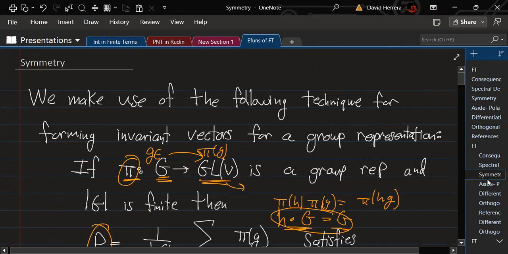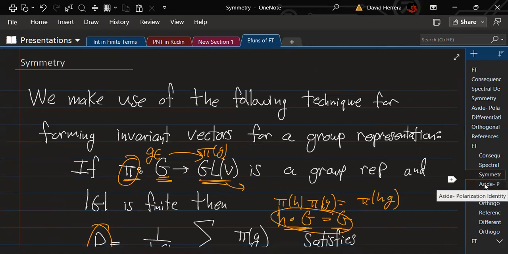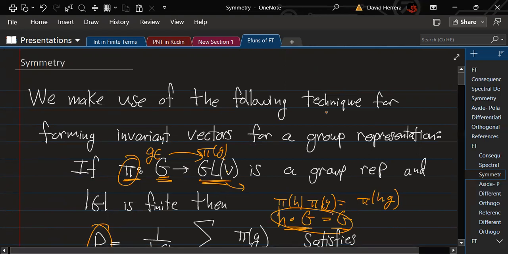There's another note here, which we'll talk about later in terms of the polarization identity. It's another example of where these symmetrizations come up, and it's an interesting idea to think about, and it's a good thing to know about.